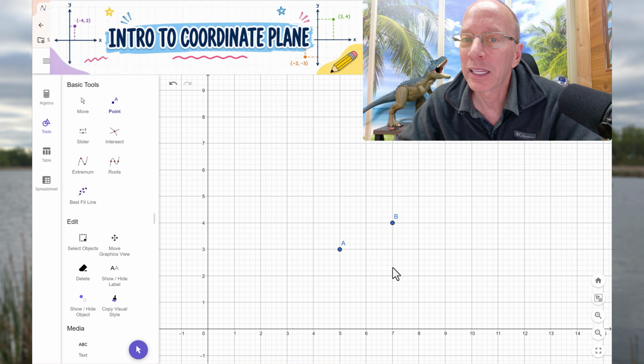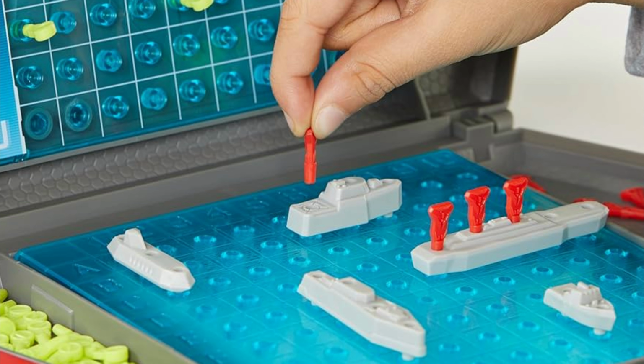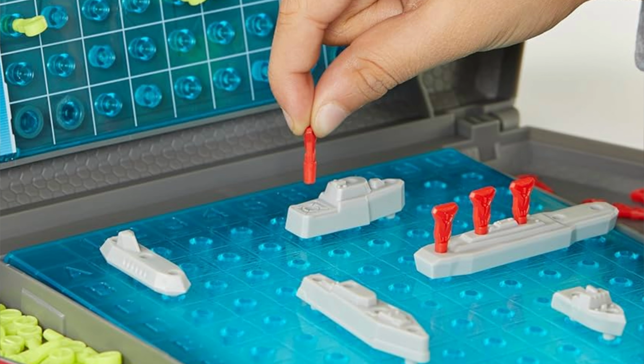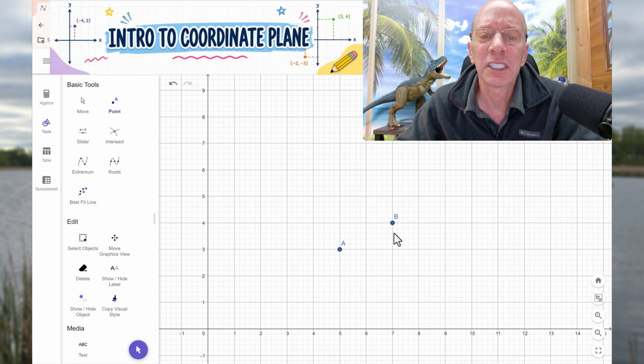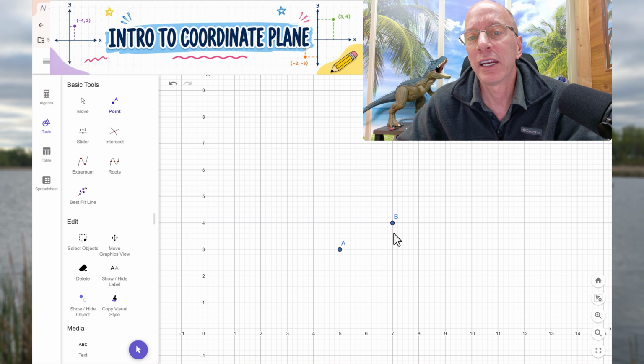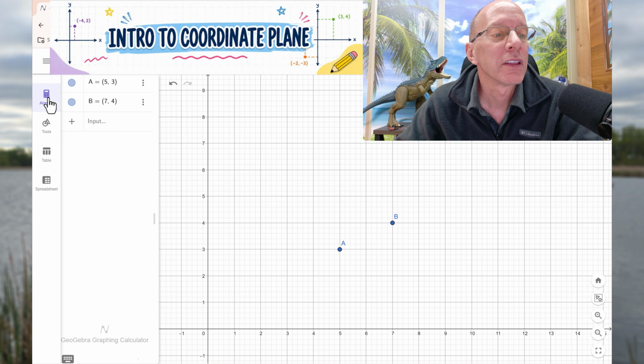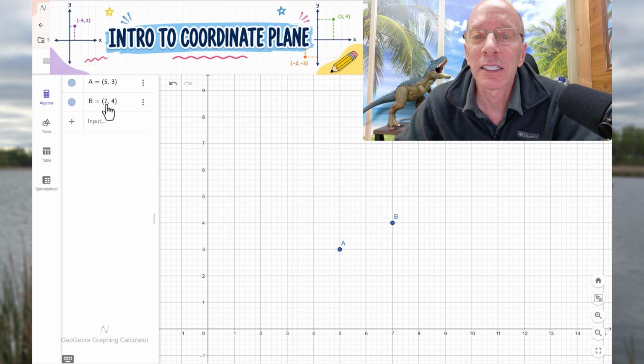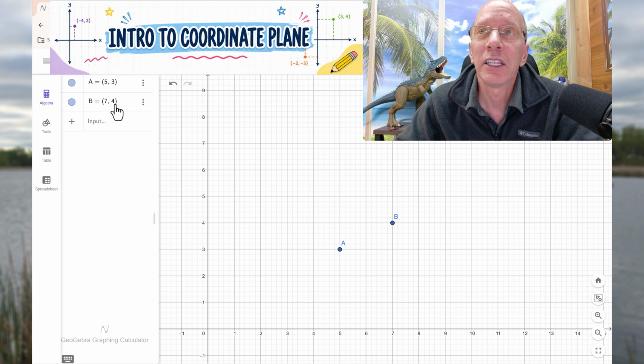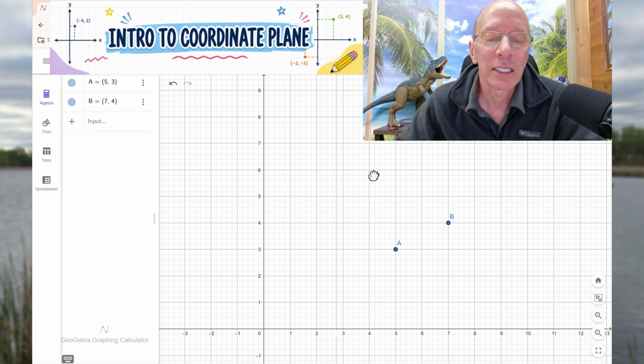It's almost like playing that game Battleship. Remember how you play Battleship? It's like B4 or C8. That's how we're doing it right here. So again, we're using the 7 first, and that will be your x-axis, and then the 4 is the y-axis going right here. Let's go ahead and plot another number.